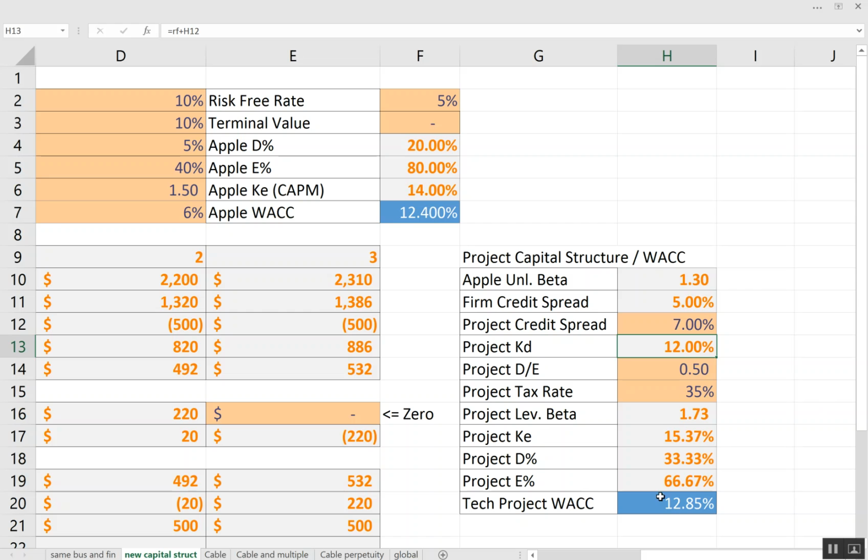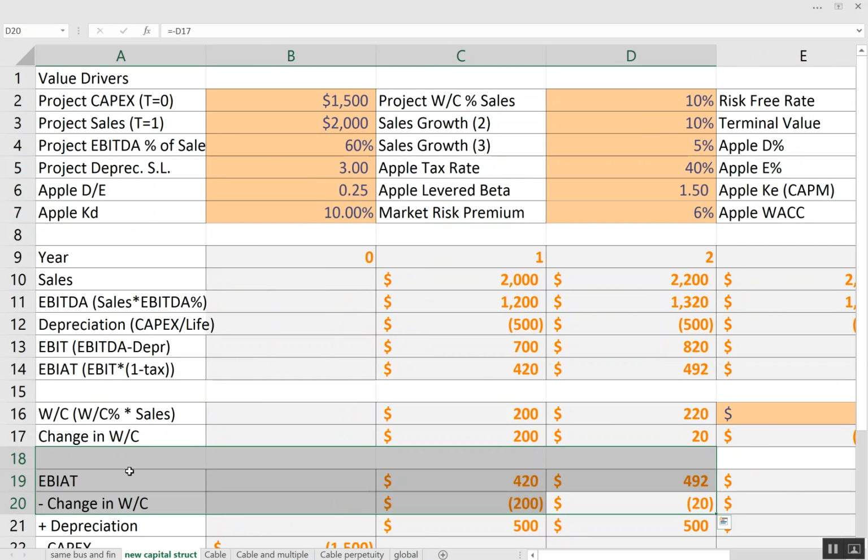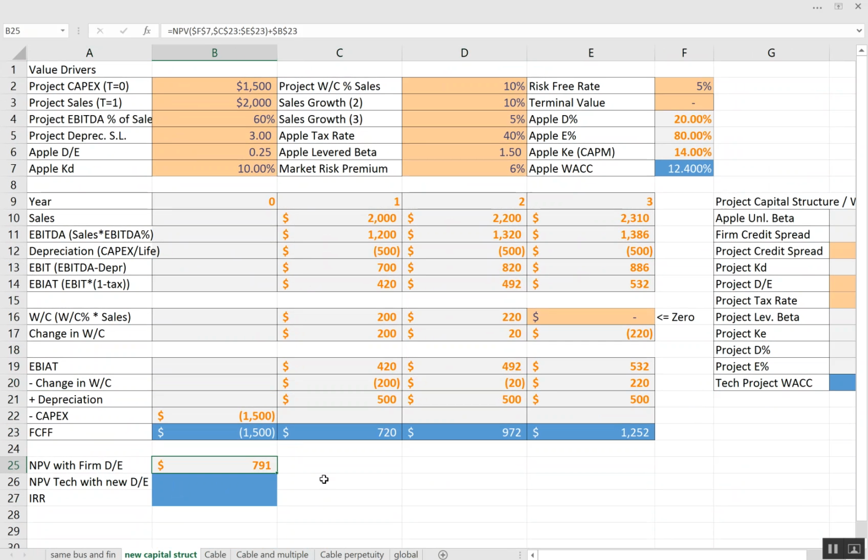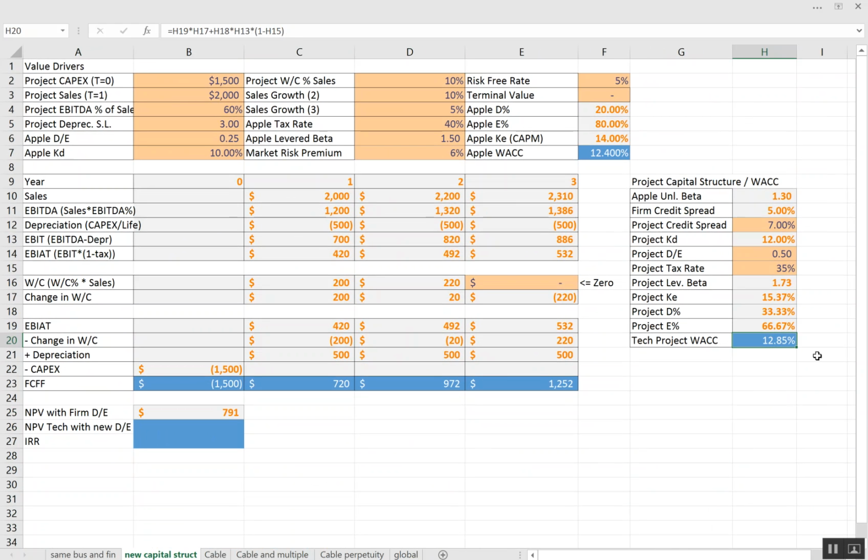And everything looks good. So now, if Apple wants to get in the tech business, but use a different credit spread and a different capital structure, it looks like a bad decision, to tell you the truth, because it's increasing their WACC. And notice that whenever you change a D/E ratio, since we're talking about unlevered cash flows, free cash flows of the firm, it never affects the cash flows.